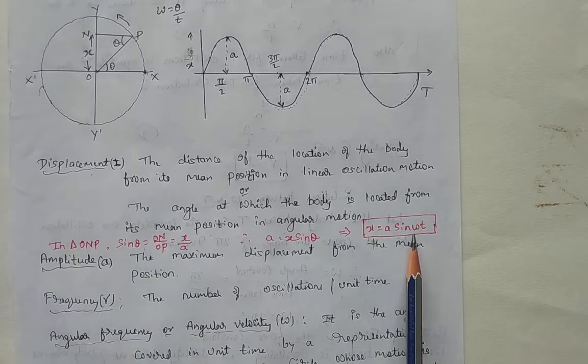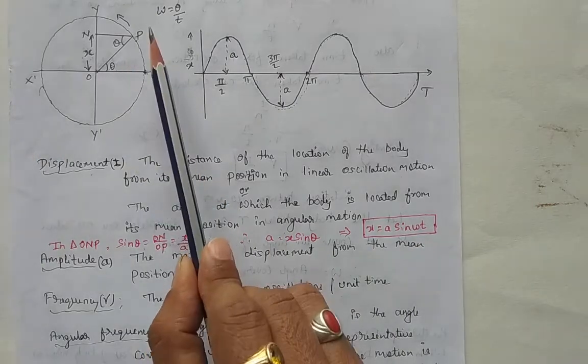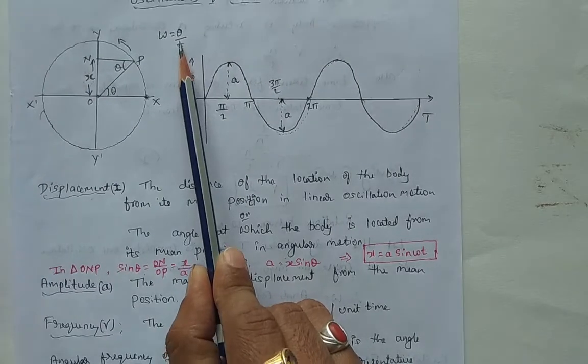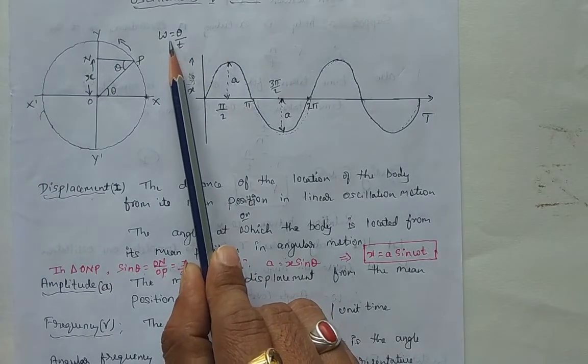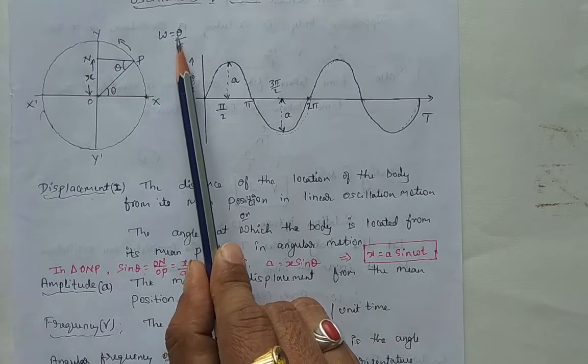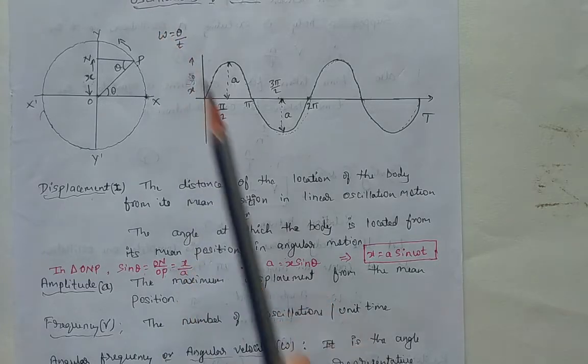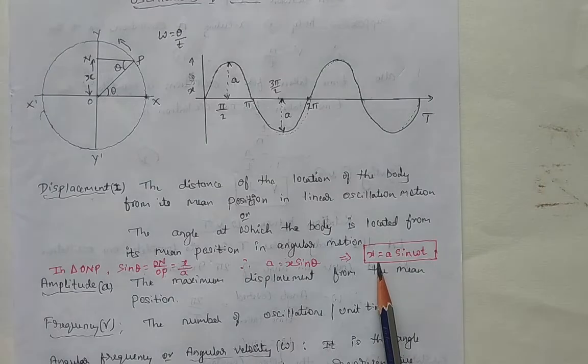But theta is equal to, from this equation we know that omega is equal to theta by t. So theta is equal to omega into t. Therefore we can write down the expression for the displacement: x is equal to A sin omega t.